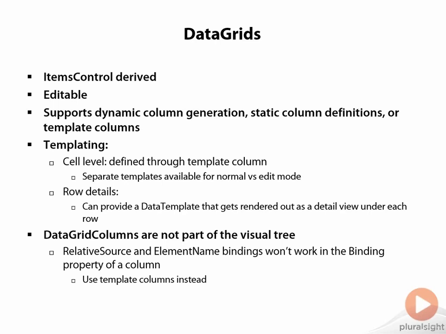At the point where the binding is first evaluated, it's when it's parsing the data grid and the columns contained within it. Since that column is not part of the visual tree, things like relative source bindings and element name bindings that try to walk throughout the tree to find the source object are not going to work properly as part of a column. In a demo, I'll show you how you can use templated columns to address that and still have the power and flexibility you need to use relative source or element name bindings when you want as part of a column definition. So let's dive into a demo to get more familiar with all these aspects of data grids.